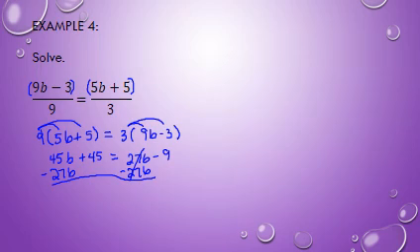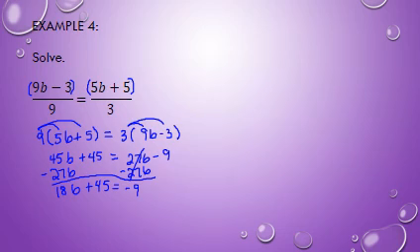Those are going to cancel out. 45b minus 27b, that gives us 18b. Bring down the 45. Bring down the equal sign. And notice here, because that's a minus 9, I write that. When I bring it down, it's going to be a negative 9.